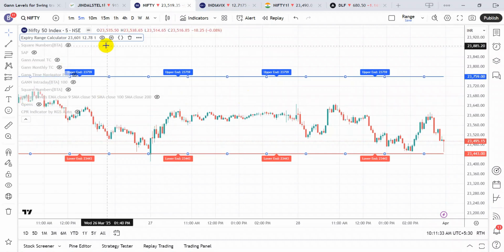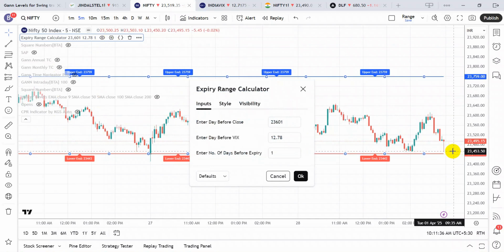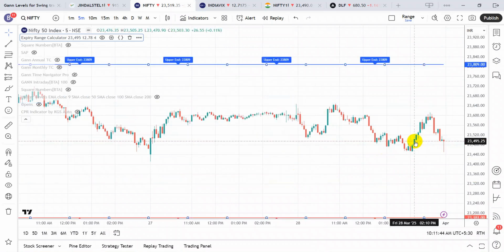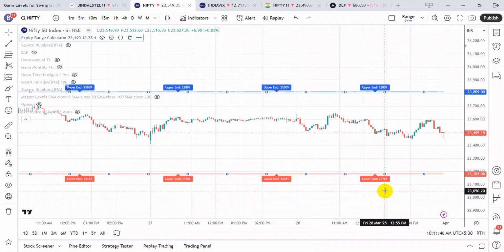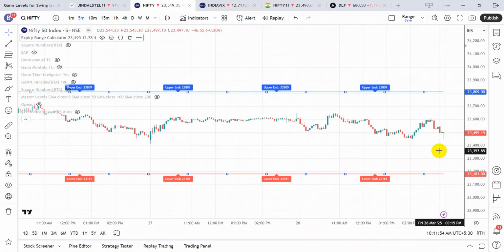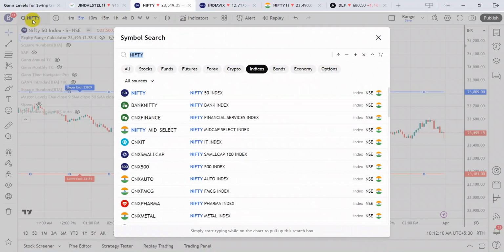Suppose you want to find the range till expiry. Now the close is at 23,495. For the next 4 trading sessions, just put 4 here and you will get the range. The range is between 23,181 and 23,809. So you can sell the 23,800 call option and 23,200 put option. And if you want to hedge it, then buy a 24,000 call option and 23,000 put option if you think the markets will remain volatile. Again, if the VIX is high, the premiums will definitely be very high. It will help you in finding the ranges of the market.